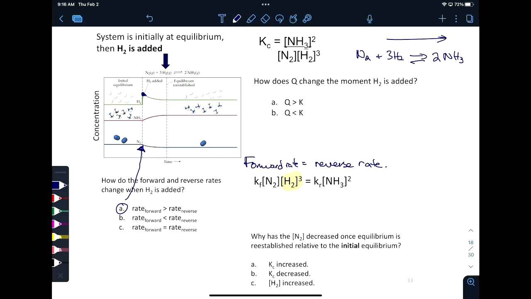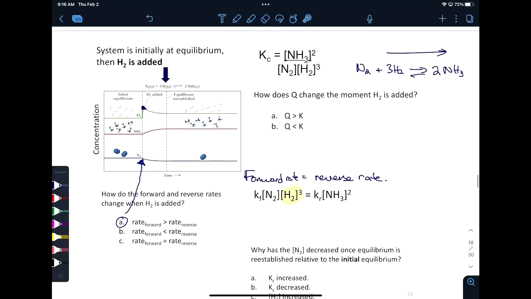How does Q change the moment we add H2? Oh, I didn't answer this one. How does Q change when we add H2? It gets smaller because we add H2, which is a reactant, so there's a bigger number in the denominator. So Q is smaller than K at that moment. Le Chatelier's principle does agree with everything that we're talking about here.